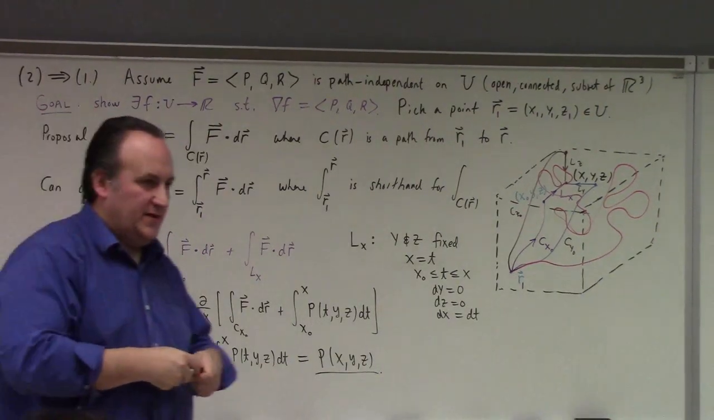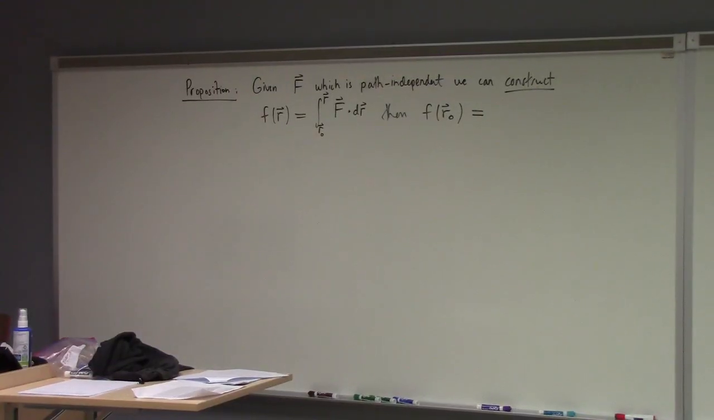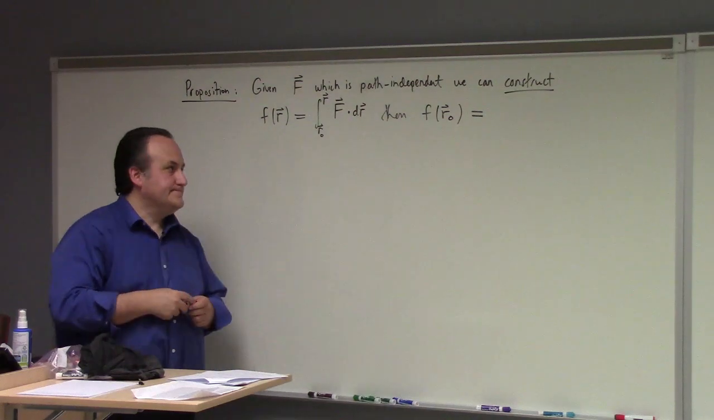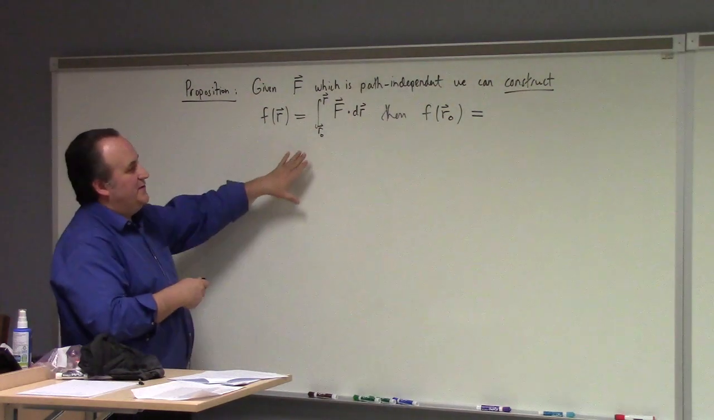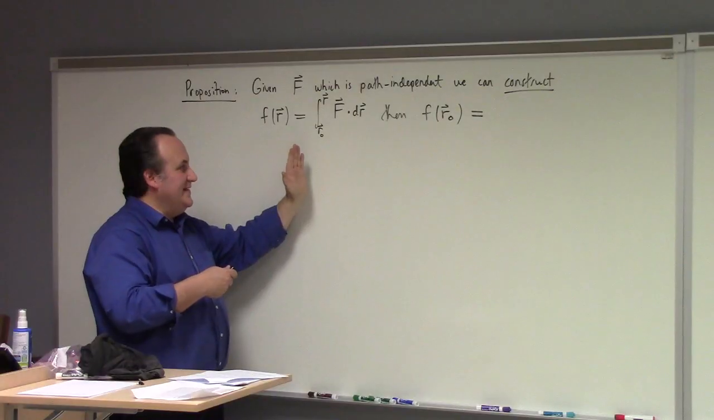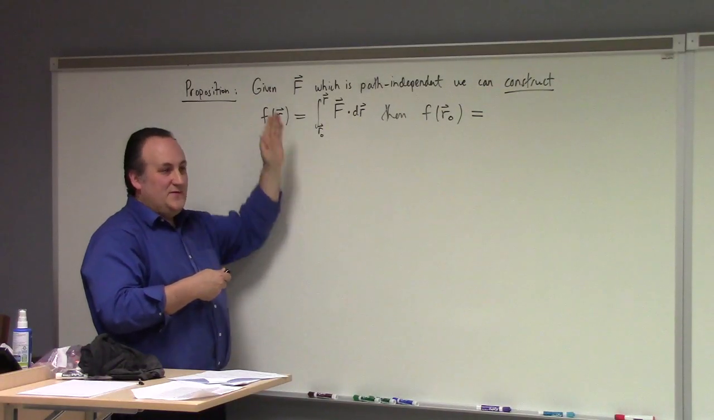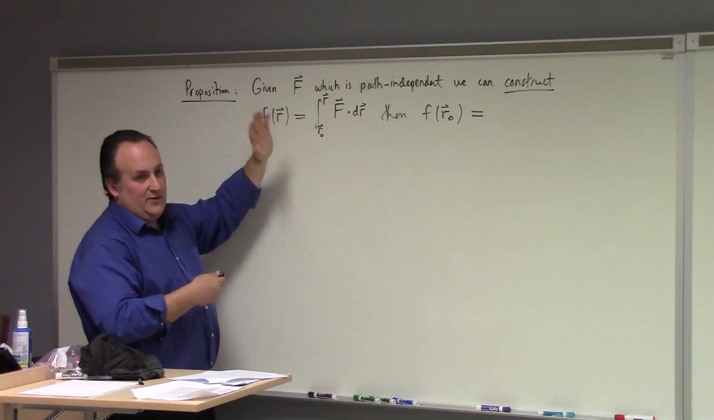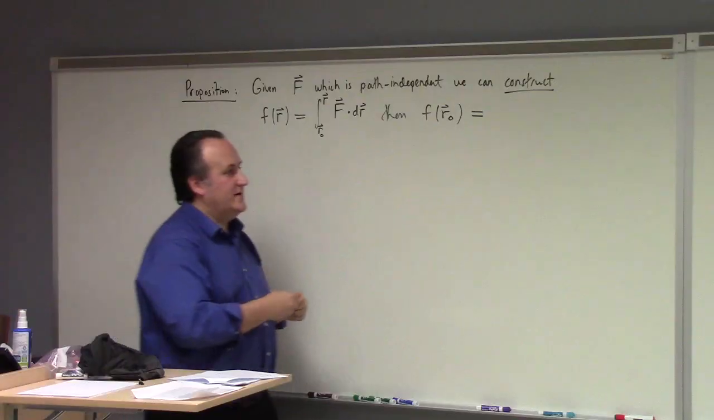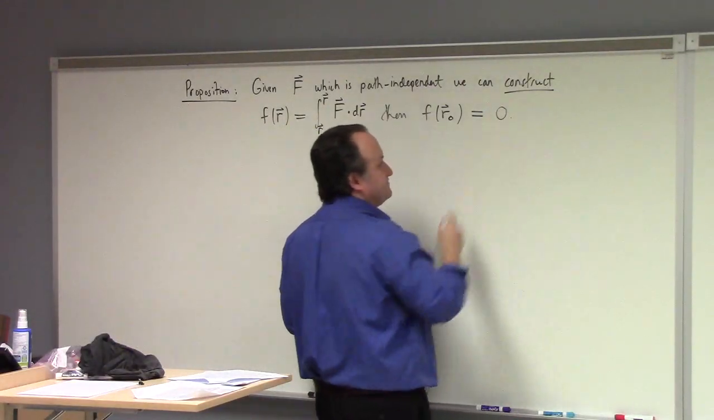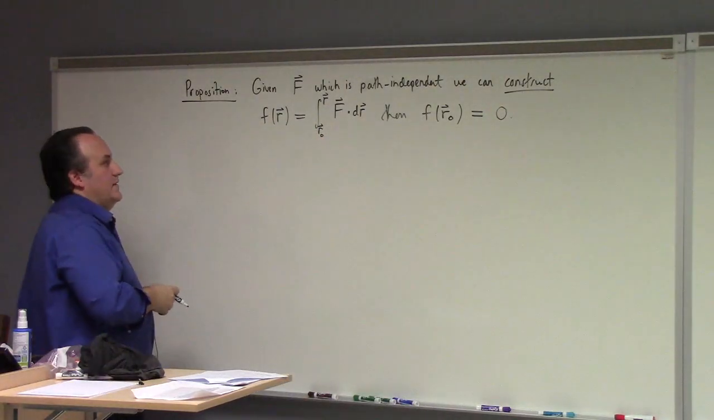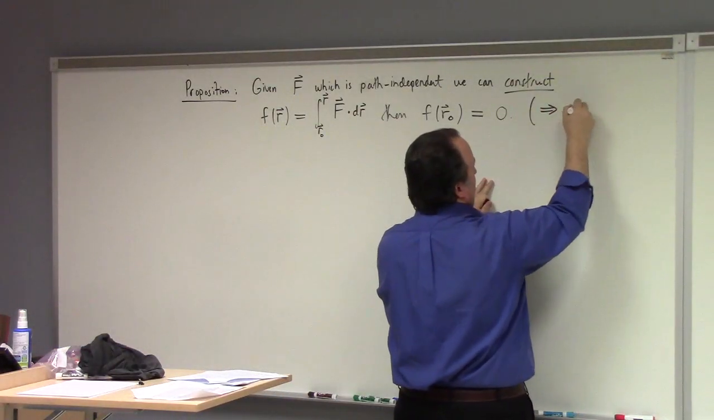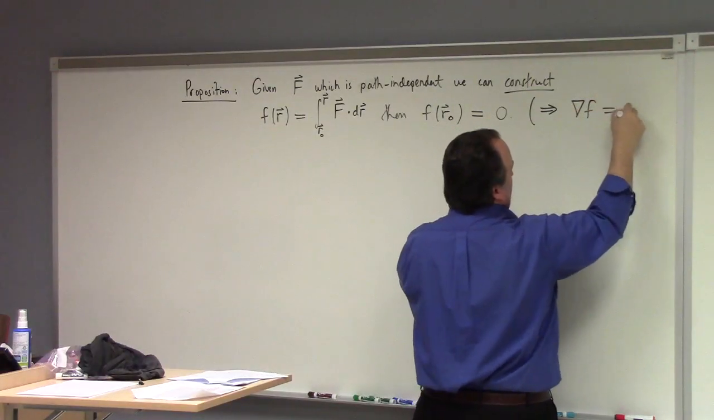Now that I've got past the proof, I'm going to use r naught as I usually do. So what happens if you integrate along the path which begins at r naught and just goes to r naught? You can just think of it as the stupid constant path. You go nowhere. The integral is just 0. So by construction, this would be 0. This implies that the gradient of f is equal to f.